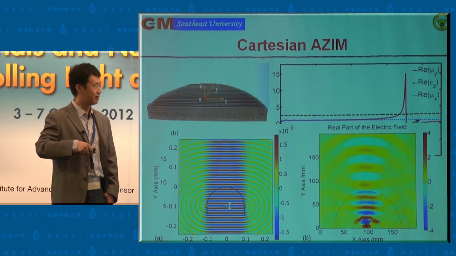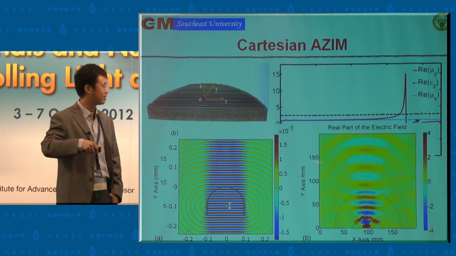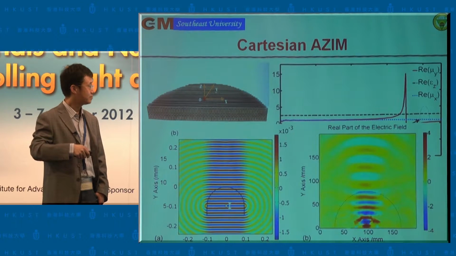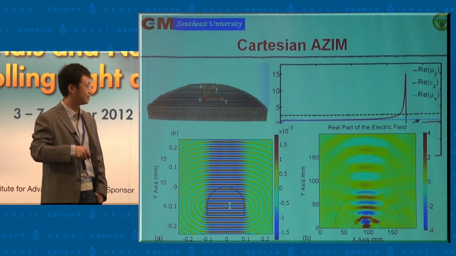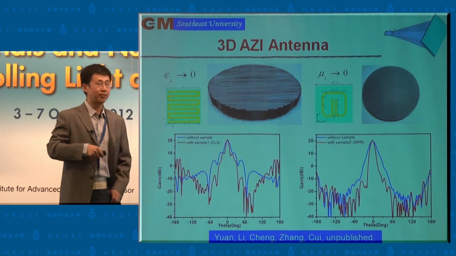This is a measurement result. There is a big difference from the simulation. I think this is due to the slight loss. We can improve the experiment in the future. So that is the 2D case.